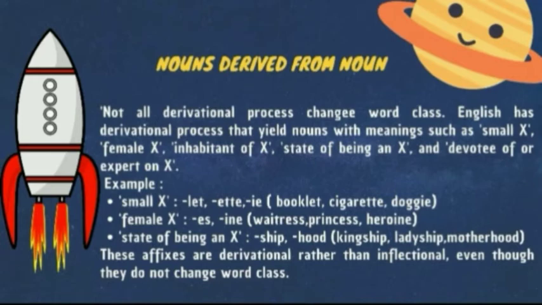Nouns derive from nouns. Not all derivational processes change word class. English has derivational processes that yield nouns with meanings such as small x, female x, inhabitant of x, state of being an x, and devotee of or expert on x. You can see the example on the slide.